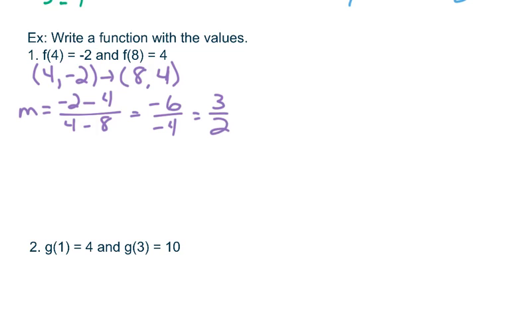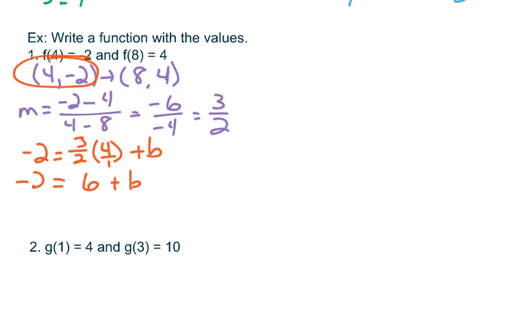Once we have our slope, we can pick one of our points. I'm going to choose the one with the smaller values, plug everything in. So my y value is negative 2 equals my m of 3 over 2, my x is 4, and then I need to find b. 3 halves times 4, think of that as 3 over 2 times 4 over 1. 3 times 4 is 12. 2 times 1 is 2. 12 divided by 2 is 6 plus b, and that's equal to negative 2. Should be doing this in green, actually. So subtract 6. That leaves me with negative 8. So b is equal to negative 8.